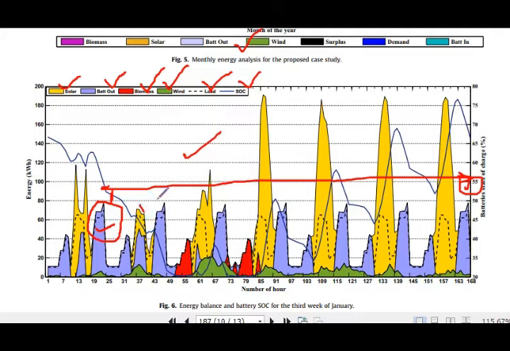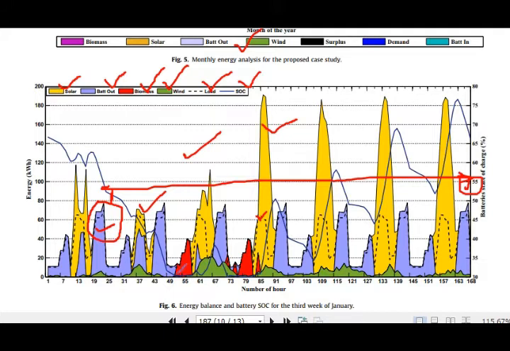So in this case, the renewable is sufficient, the PV is sufficient to meet the load demand. And in this case, the solar again is at its peak, providing the energy to the load. Whenever the solar peak is there and it's above the load demand, you can see that the SOC of the battery is increasing.